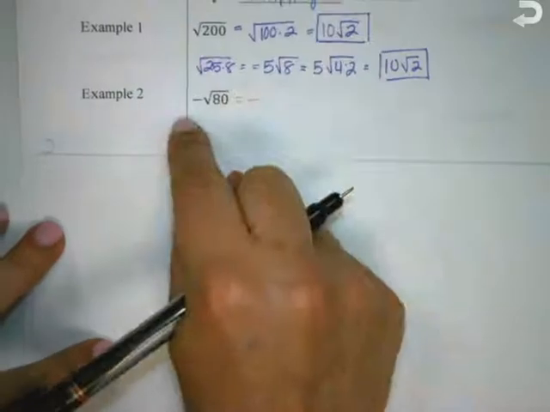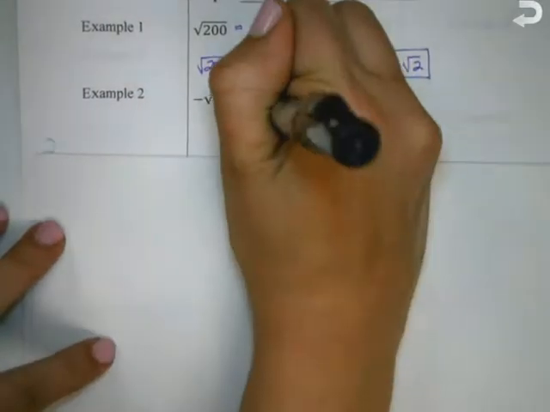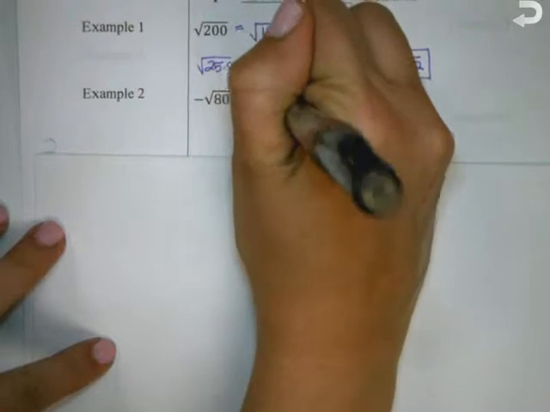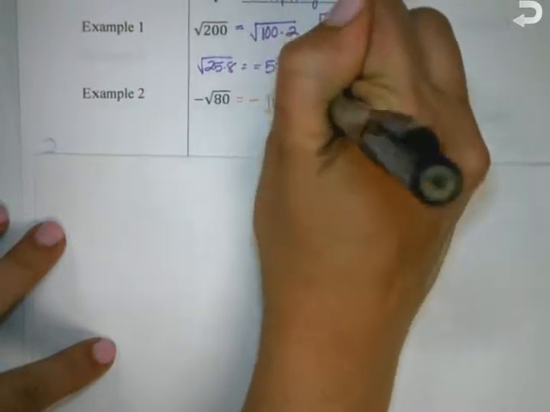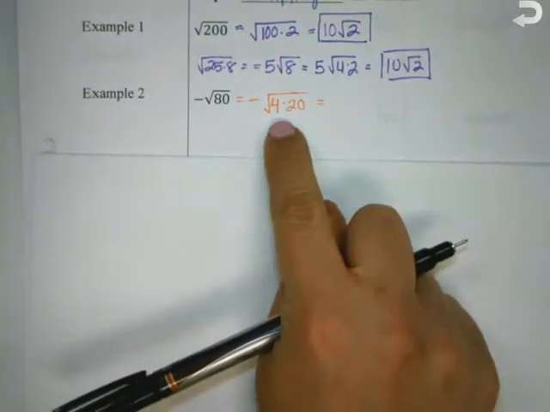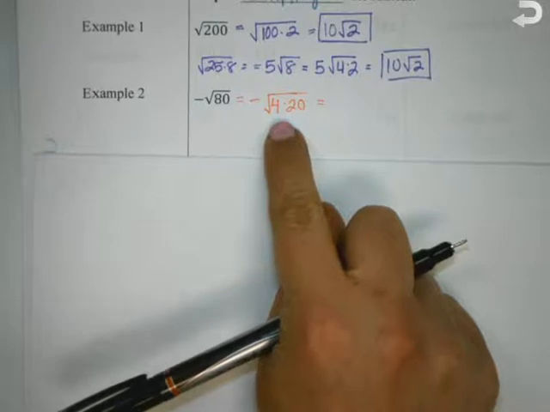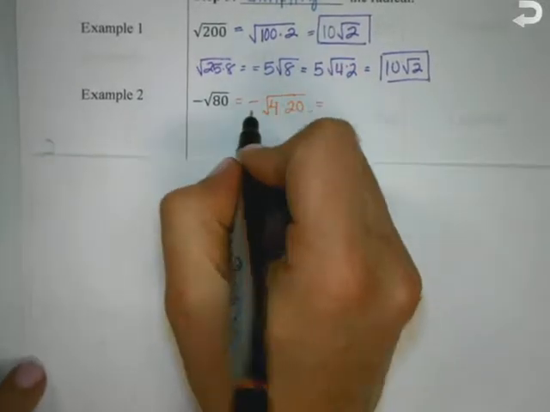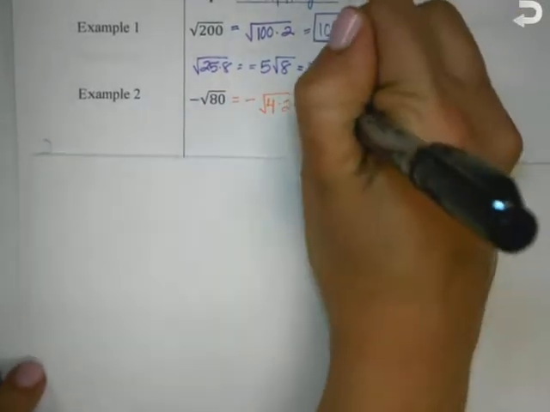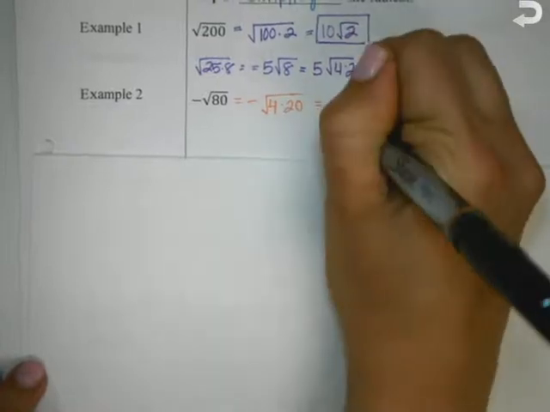So that negative on the outside has to stay there. You mean 40 and 2? 4 times 20. Okay, what's the square root of 4? 2. What do you think I'm going to do with that negative? It's just going to multiply times 2. So that's negative 2 square root 20.